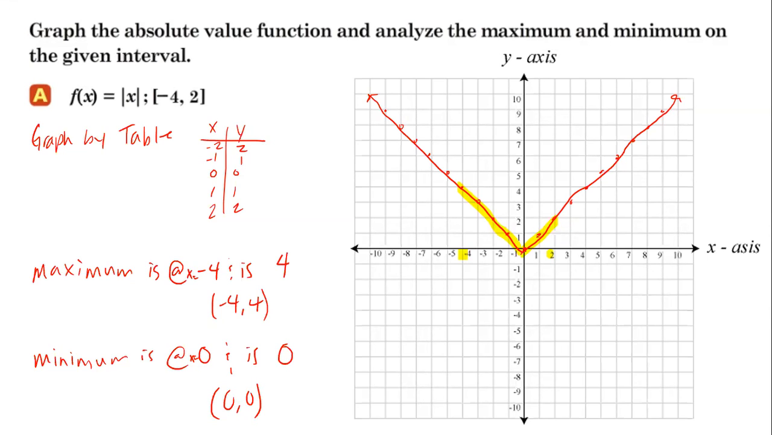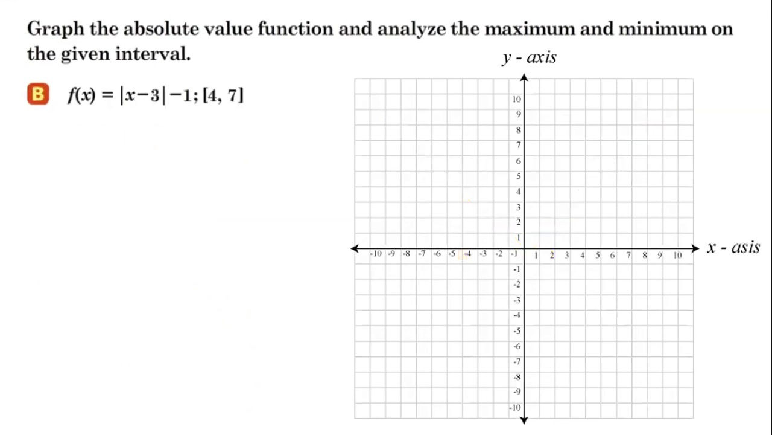Ta-da! Max and min. Now, yes, we started with the absolute value parent function, so graphing it was easy. But the process is what we're going over. So seeing this and looking at it, does it seem like it's a doable process? Yes. Graph, highlight, identify. That's all we're doing.